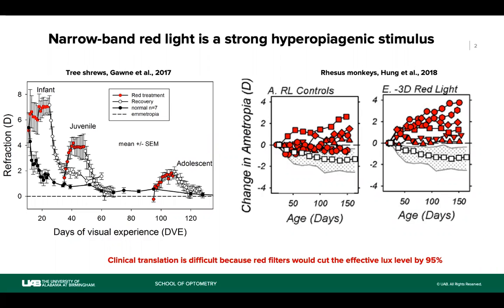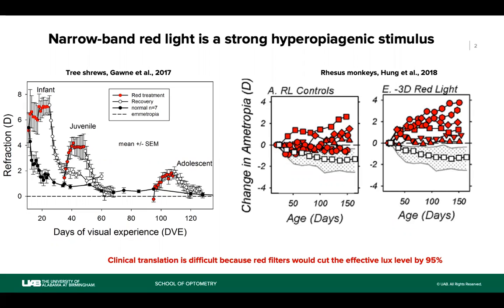Figure on the left shows the effect of red light in tree shrews. Figure on the right shows the effect on monkeys. As you can see, red light prevents emmetropization in infant tree shrews and produces hyperopia in both juvenile and adolescent tree shrews. In monkeys, red light not only produces hyperopia but also prevents the development of lens-induced myopia. These results suggest that red light could be a potential intervention for controlling myopia in children.